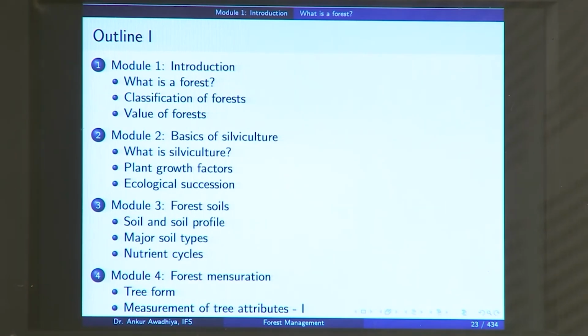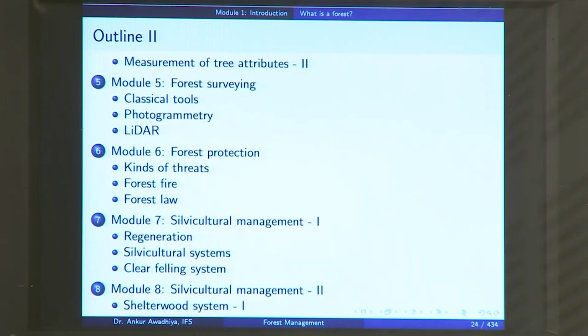Then once you have described a tree, next we will look at measurement of the tree attributes. So, what are different tree attributes? What is the diameter of a tree? What is the height of a tree? How do you measure a diameter? How do you measure the height? And how do you measure different derived attributes? How do you measure the basal area? What is the stand basal area? Are different things that we are going to look into in these lectures.